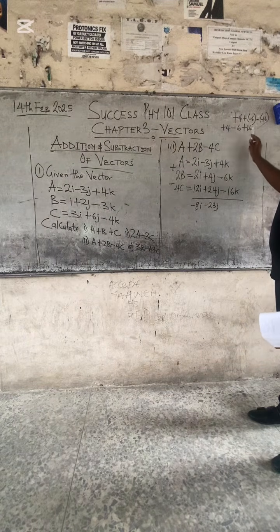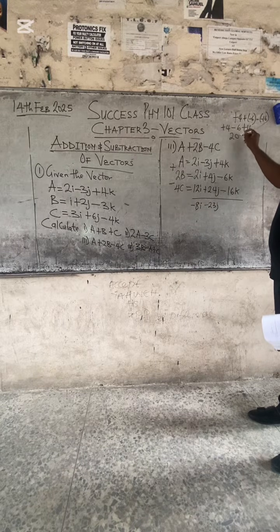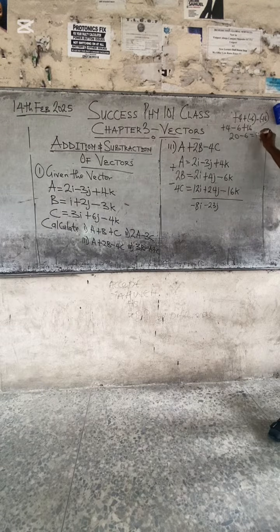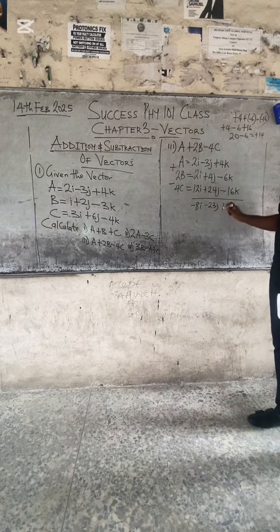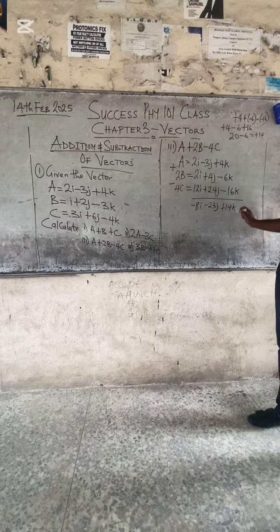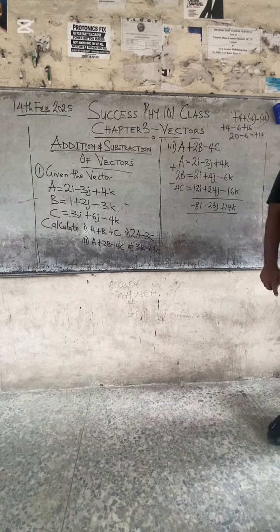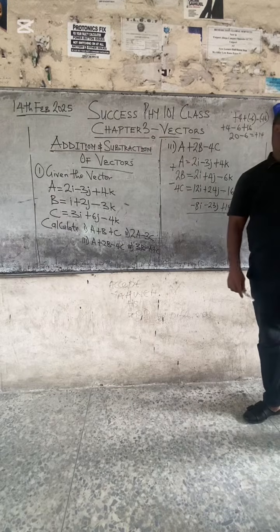What is 4 plus 16? Is it not 20? Minus 6. 4 plus 16 is what? 20 minus 6 is plus 14, right? So this is plus 14k. This is A plus 2B minus 4C.